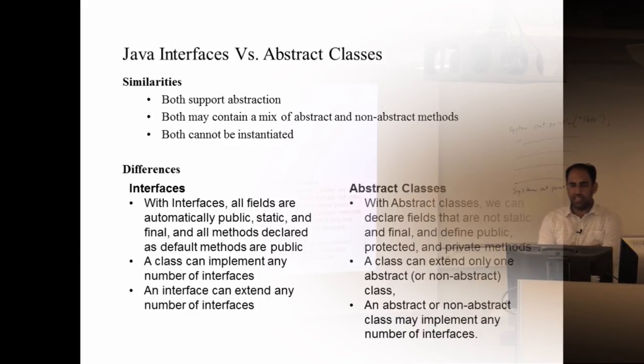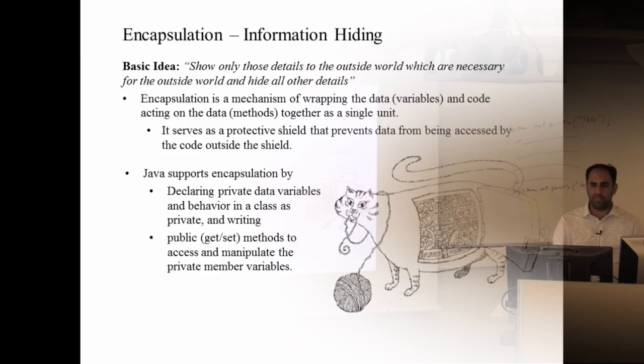And then another difference is that an interface can extend any number of interfaces. So we will see what this is related to the inheritance, which is the next thing that we are going to talk about. And on the other hand, an abstract or non-abstract class may implement any number of interfaces. So these are some differences between interfaces and object classes.